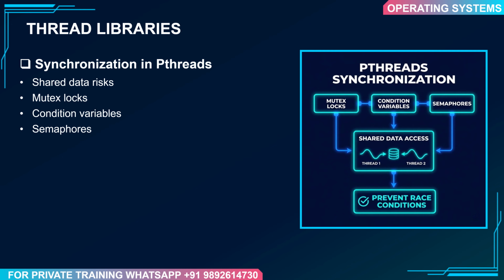Pthreads also gives tools for thread synchronization. You already know that when threads share data, problems like race conditions can occur. Pthreads provides mutex locks, condition variables, and semaphores to solve these problems. Instead of inventing your own locking mechanism, you rely on the library. This fits perfectly with the synchronization concepts you will study later, such as mutexes and condition variables.